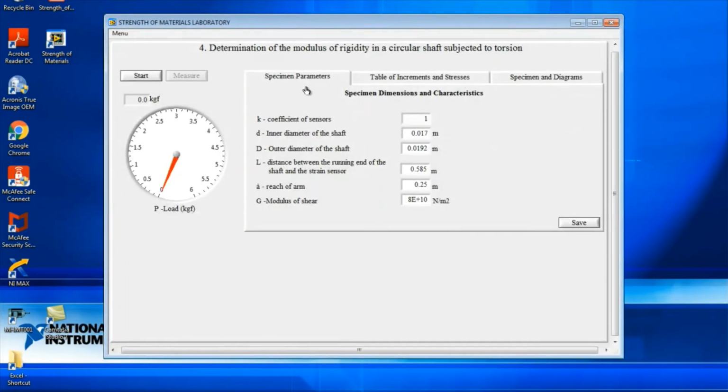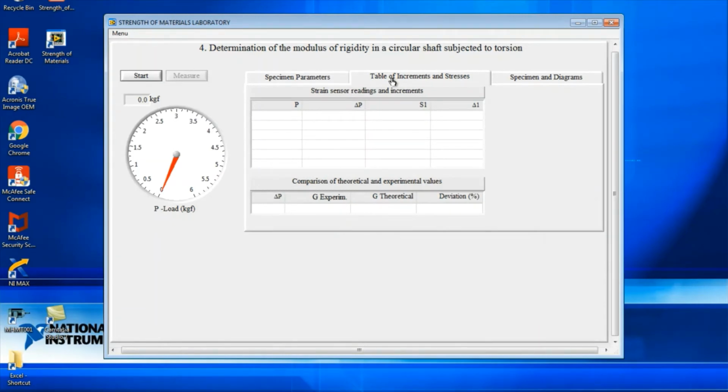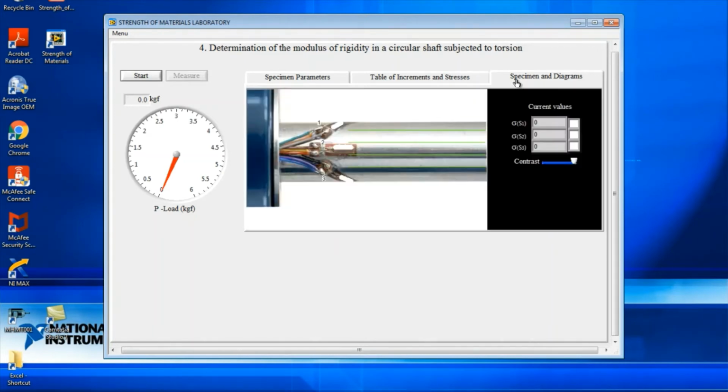So we have 3 tabs. The first tab is for the specimen parameters: coefficient of sensors, inner diameter, outer diameter, distance between the running end of the shaft and the strain sensor, reach of the arm, modulus of shear, everything. The second tab is for the table of increments and stresses. When we measure the sensors value, it will give us reading number 1, 2, 3, 4, 5, and lastly our results and diagrams. At the end, when we finish everything, we will see the graphs of readings from sensor 1, 2, and 3.